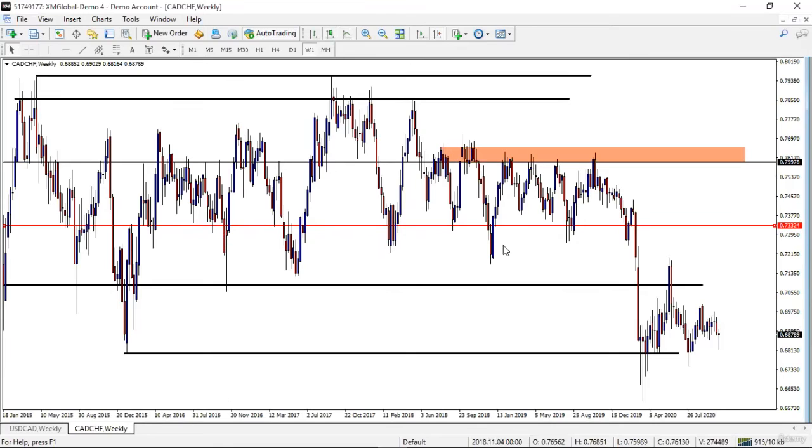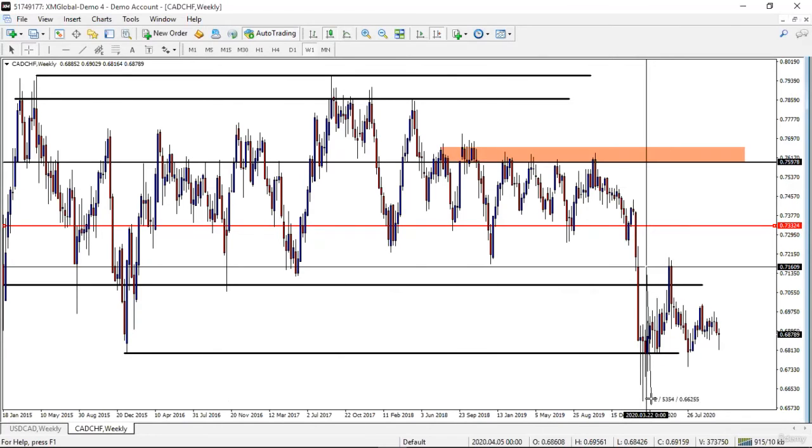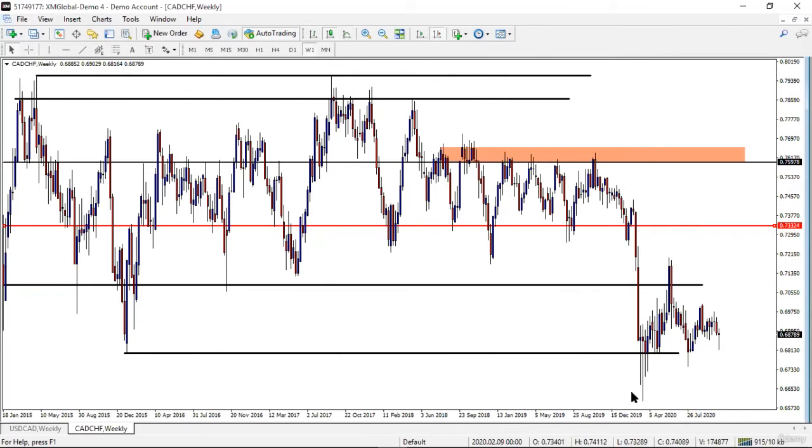Yes, it's this one. You can see it gave a false breakout and then gave you the two breakouts from that support, and you can see the drop, a strong move going down. That's more than 350 pips. That's 500 something pips.